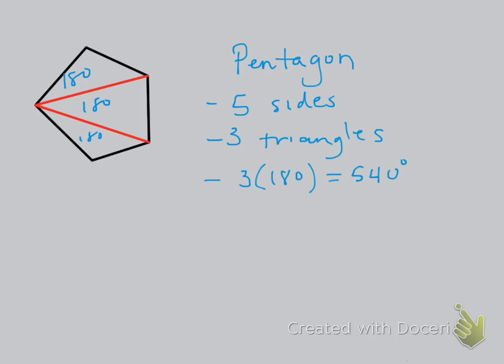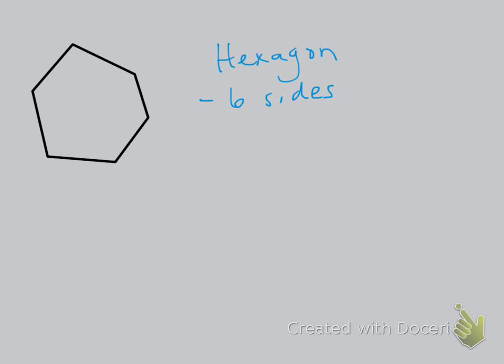Let's look at one more polygon. And just for information purposes, you will need to memorize the names of polygons. So you have 5 is a pentagon, 6 is a hexagon, 7 is a heptagon, 8 is an octagon, 9 is a nonagon, 10 is a decagon, 11 is an undecagon, and 12 is a dodecagon. Okay, I think that's probably as high as you need to go, but go ahead and start looking at those.